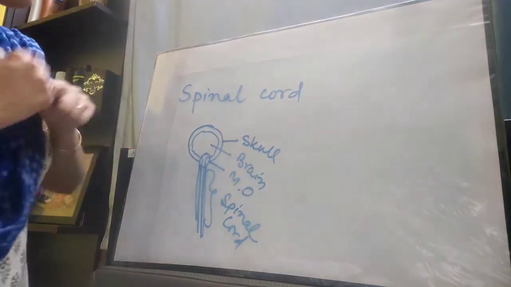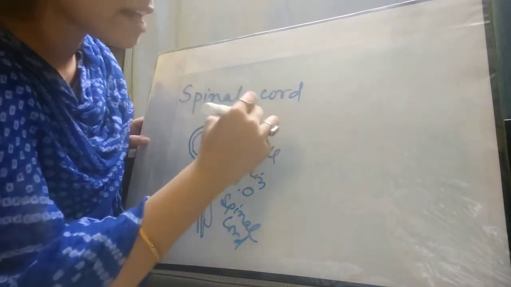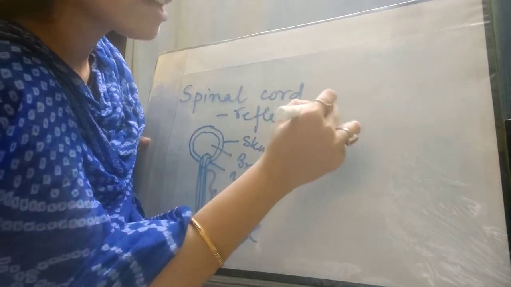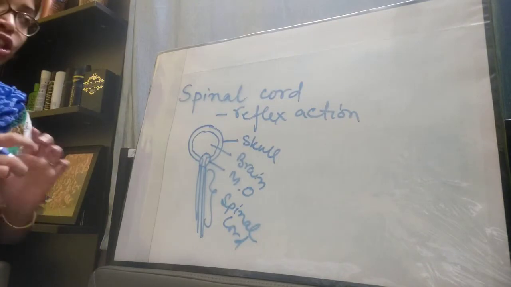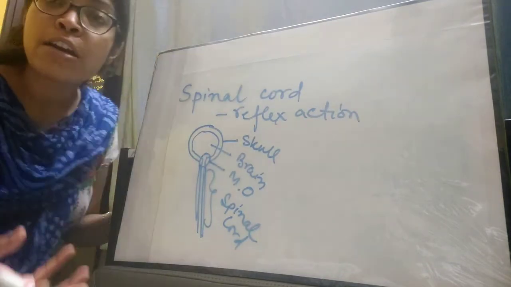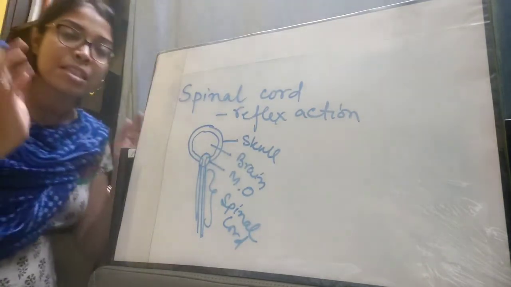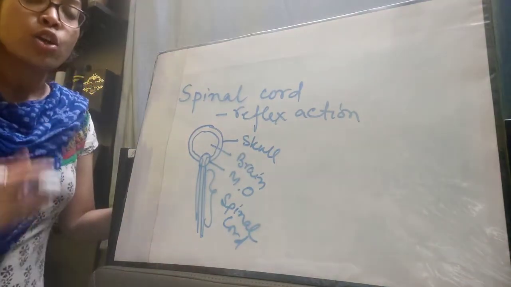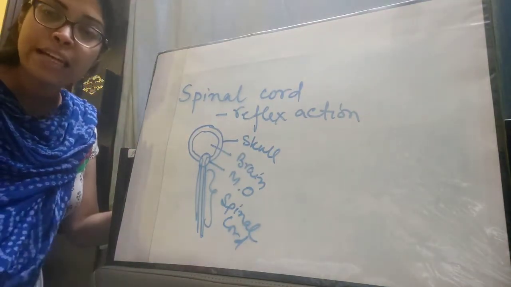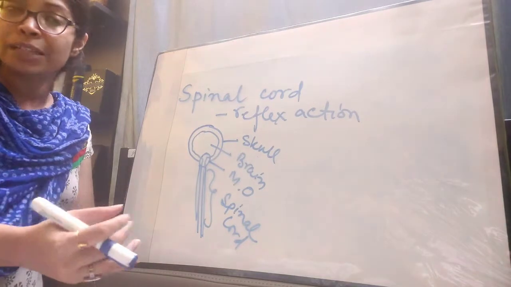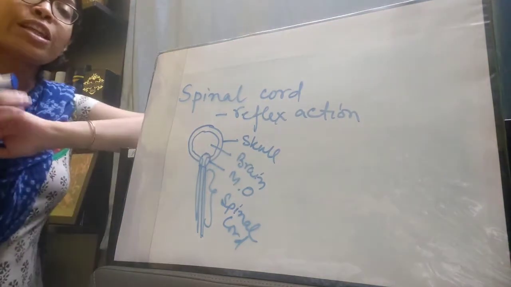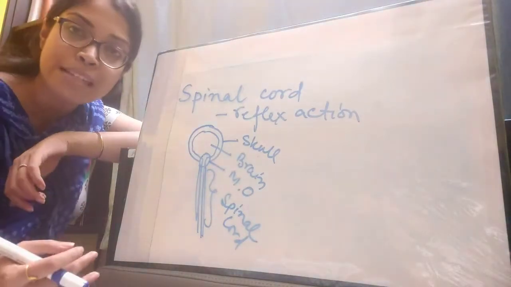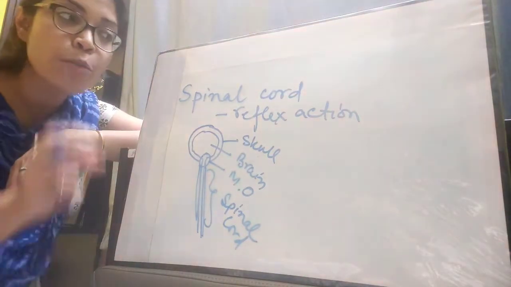Now coming to the functions of the spinal cord. The main function of the spinal cord is reflex action. Now what is reflex action? Let me give you an example. Suppose we sometimes by mistake touch a hot utensil, right? So what we do, we instantly take our hand back. We don't think about it. It is a reflex action. That means it is controlled by the spinal cord.